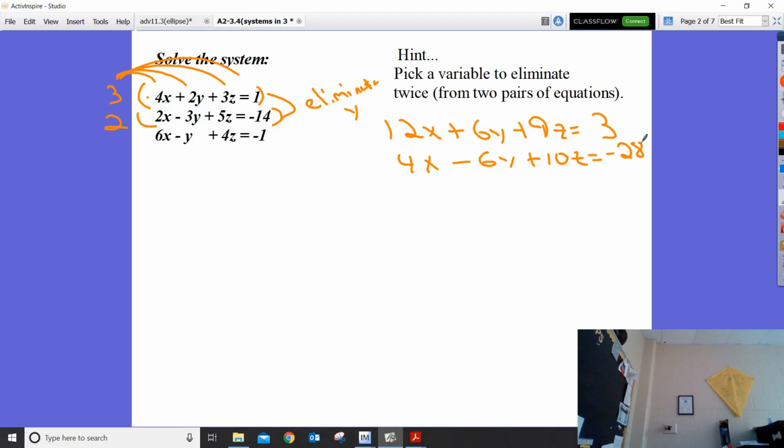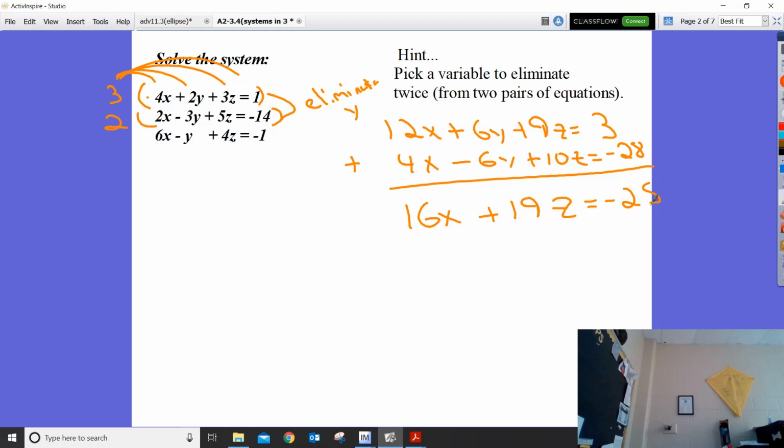Now, if we add these two equations together, what's going? The y's, right? 16x plus 19z is a negative 25. That's an equation that looks like what we've been working with, right? Two variables. That's the goal. Get to what we've been working with.